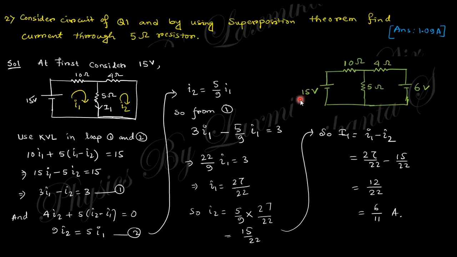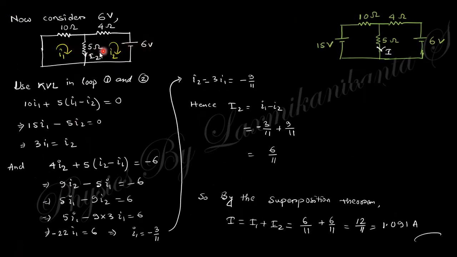And if you consider this 6 volt, now the same thing, if you consider loop current I1, loop current I2, and this effective current will be taken as I2. So using KVL in loop 1, you will get 10 I1 and 5 (I1 minus I2) equals to 0 because there is no voltage source. So you will get 3 I1 equals to I2.